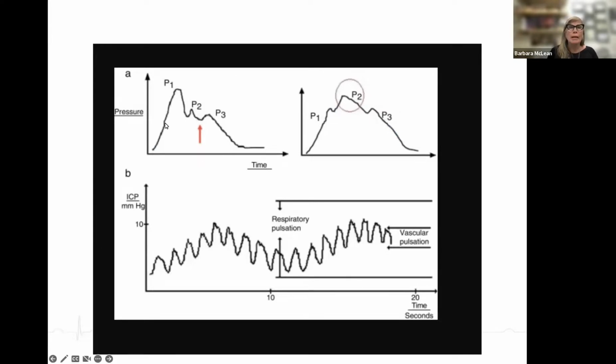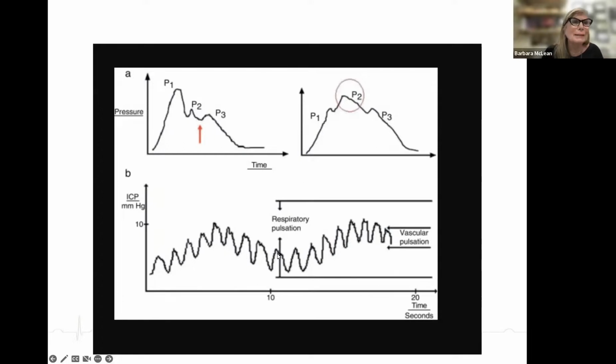Okay, so again, here's a relatively normal ICP. Here's an ICP where P2 is larger. And something else that's really important, this is ICP, but it's compressed over time. What you actually see is a very significant effect based on respiration. This is a spontaneous breather. So when they take their breath, the ICP will drop if they're breathing spontaneously. If they are getting positive pressure breathing, the ICP will go up when they get a breath from the ventilator and down when they take a spontaneous breath.